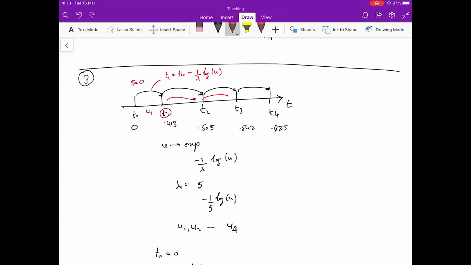Yeah. So on slide 22, that's simulating a Poisson process. But right, what's the difference then between simulating a Poisson process and finding Poisson random variables? I think that was my question.